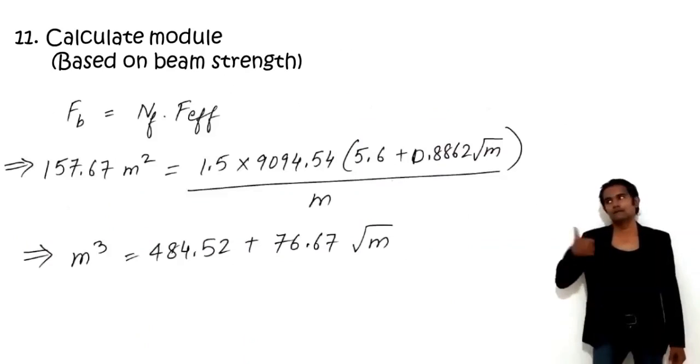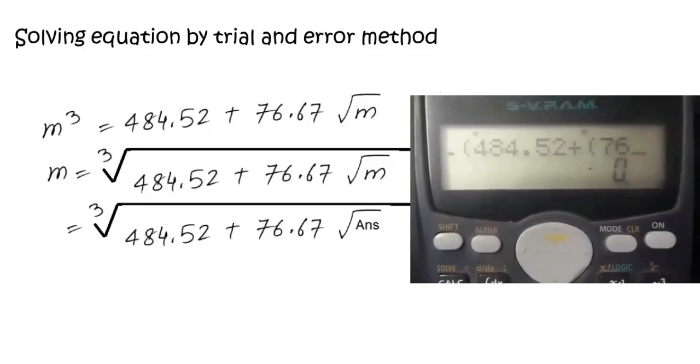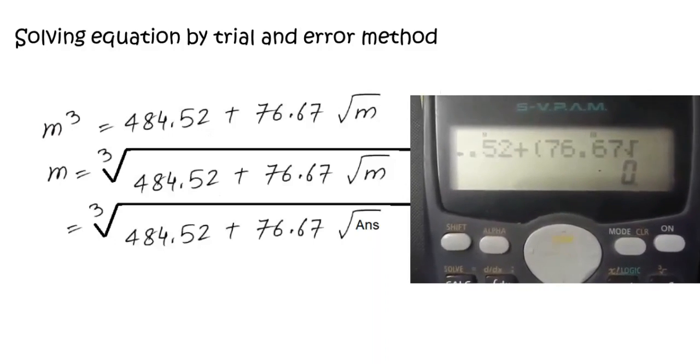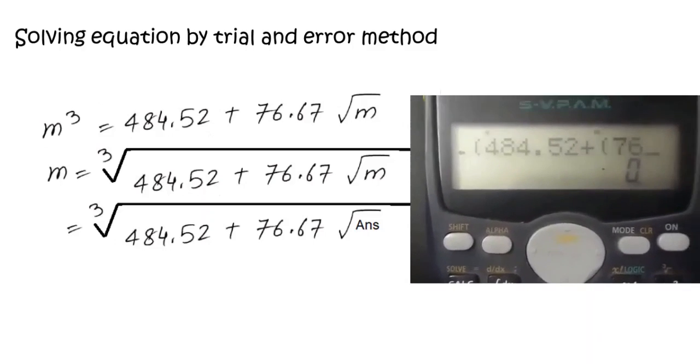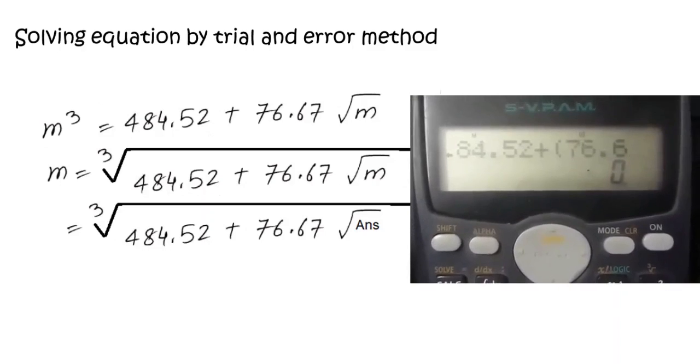So if I use the beam strength equation, FB is FOS into F effective, I'm going to get this equation. M cube is 484.52 plus 76.67 under root module. You have to solve this by trial and error. Let us see how to solve this by trial and error method. For trial and error method, I'm going to keep M as cube root of 484.52 plus 76.67 under root M. Wherever there is M in your calculation, instead of M you have to write down the answer. You can see in the video how it is done. It is shown properly what you have to do.